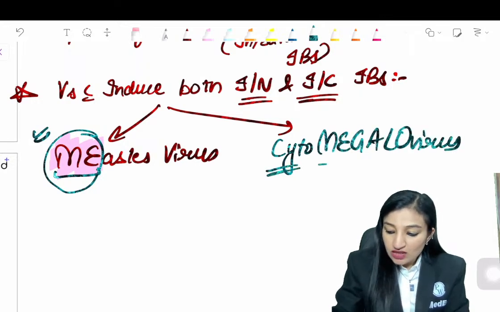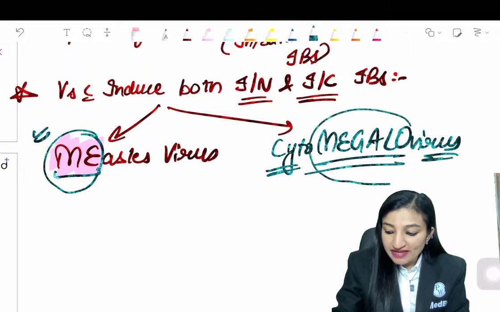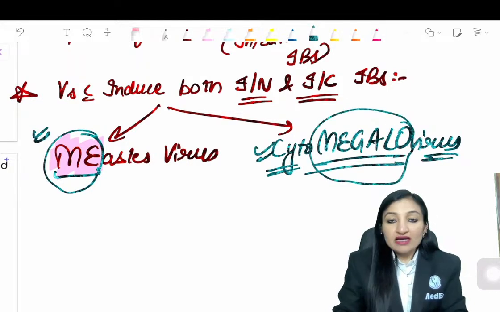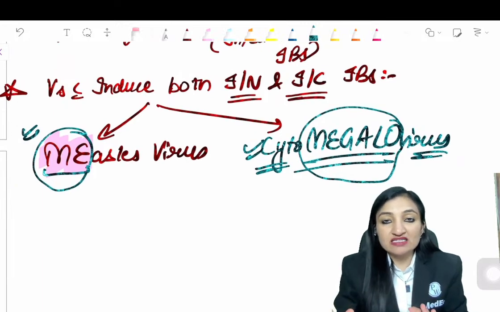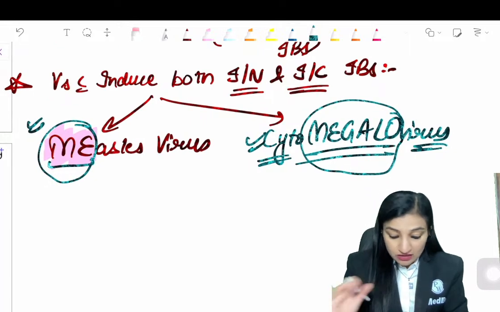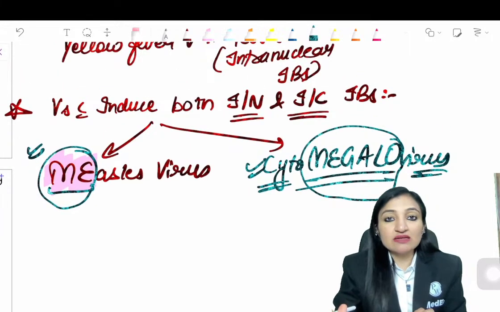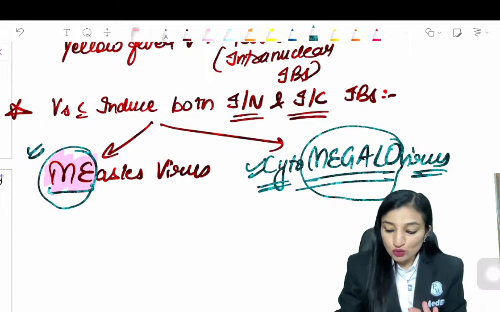Cytomegalovirus. Okay, now cytomegalovirus, it is a mega virus, so it is going to again make its presence felt both in the nucleus as well as in the cytoplasm. So these are the important examples of viruses which induce both intranuclear and intracytoplasmic inclusion bodies.